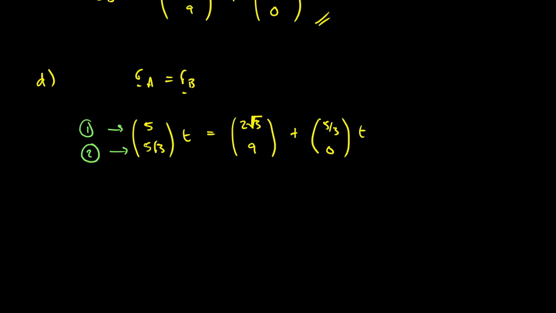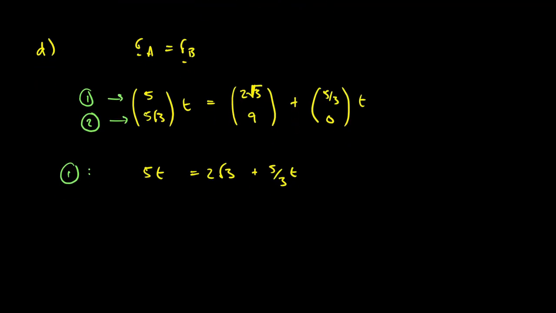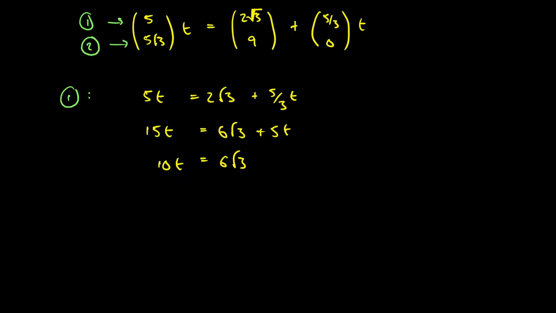If I take the first line, then what am I going to get? I'm going to get 5t is equal to 2 root 3 plus 5 upon 3 t. We want to try to solve that to find out what t is. So I'm going to multiply everything through by 3. So I get 15t is equal to 6 root 3 plus 5t. So that means that 10t is equal to 6 root 3. And therefore, t is equal to 6 upon 10, which is 3 upon 5 root 3.